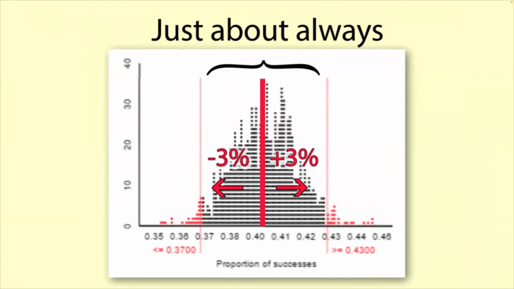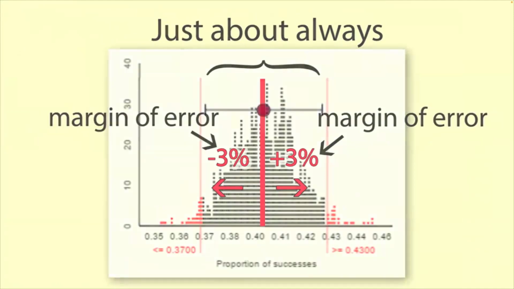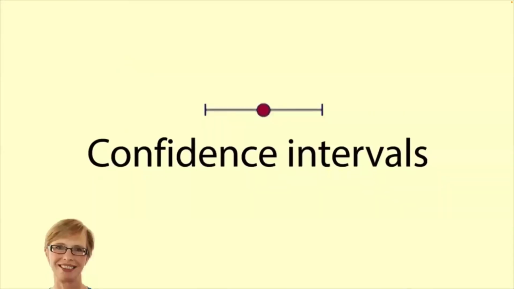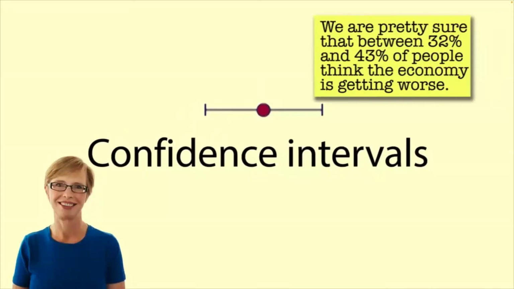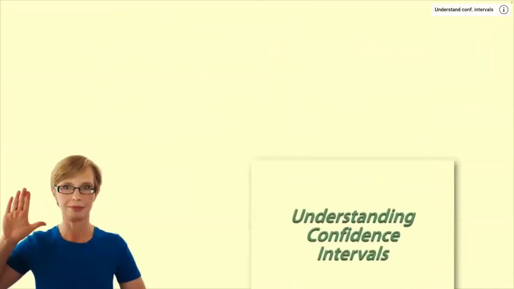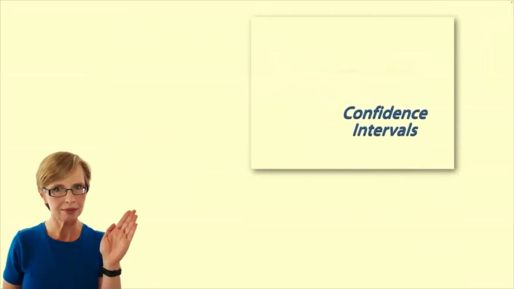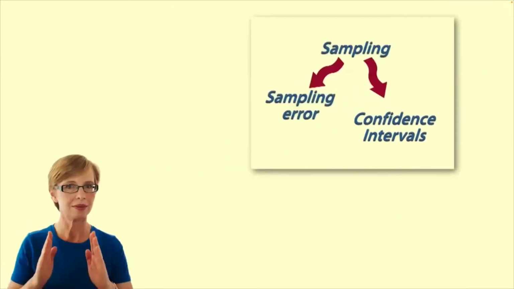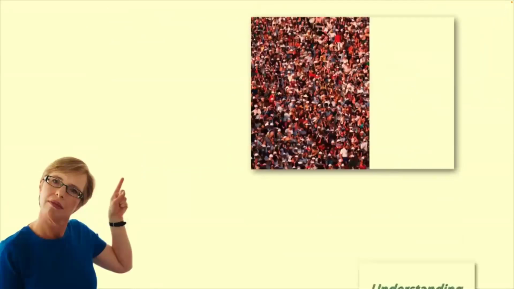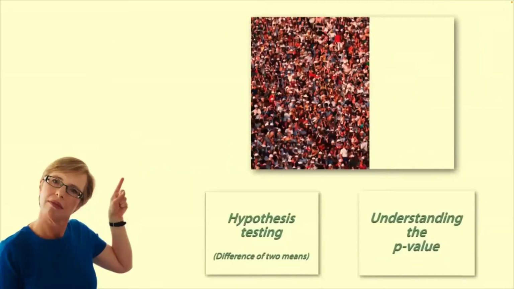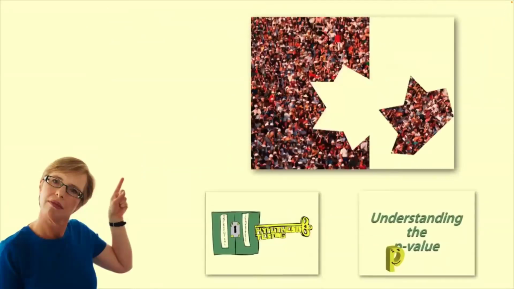That 3% is called the margin of error. It can be used to create confidence intervals. Confidence intervals give a range within which we think the population parameter is likely to be. You can see more about confidence intervals in our video, Understanding Confidence Intervals. In inferential statistics, we can also test hypotheses. Our videos, Understanding the P-value and Hypothesis Testing, explain these.